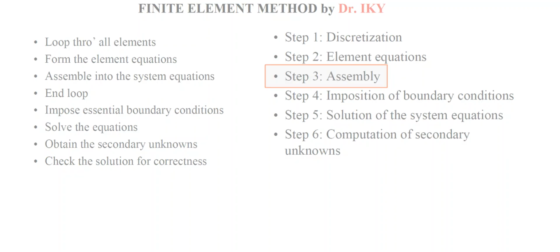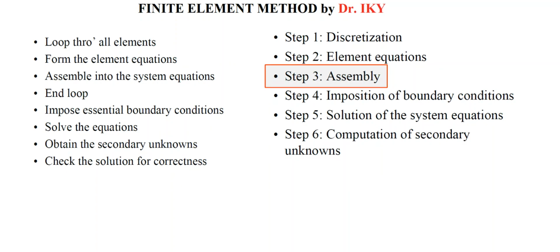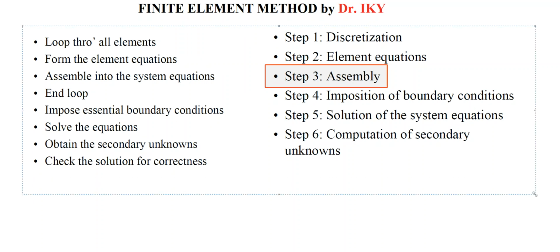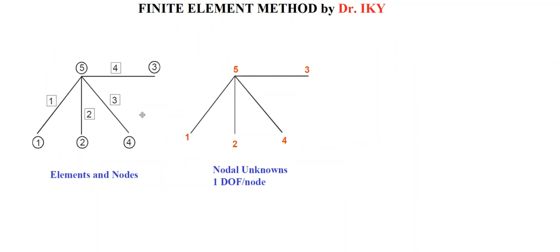For example, you have got a problem and you want to create the connections. You can use something like that. For the nodes here, first, second, third, and fourth, there is a connection at node 5 with the elements 1, 2, 3, and 4. Something like that. And nodal unknowns. And if they are moving along just one axis, it is going to be 1 degree of freedom per node.